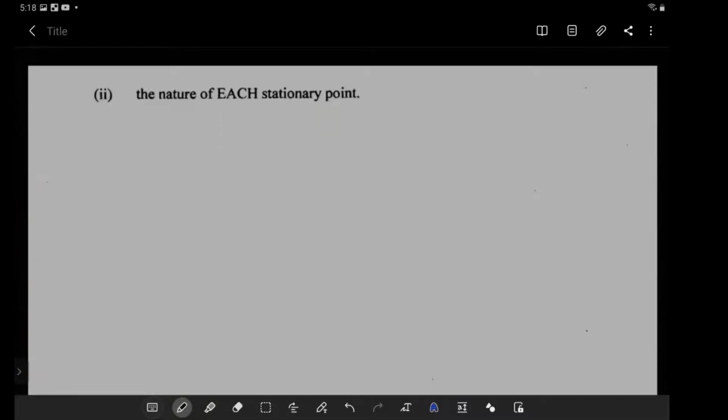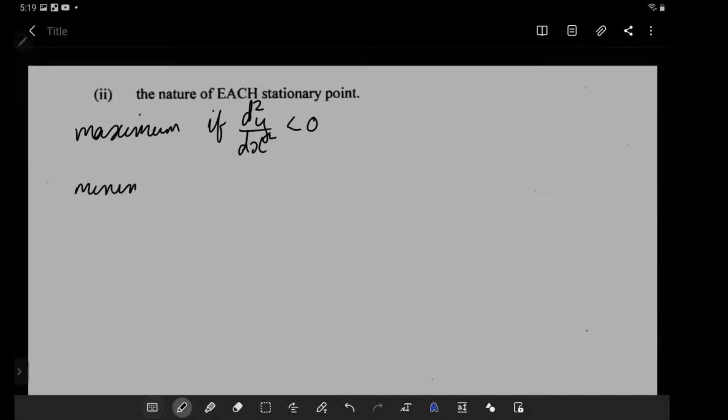So to get the nature of the stationary points, we have 3 possibilities. The first possibility is that it is a maxima. So maximum if the second derivative, that's d2y dx squared, that is the derivative of the derivative, is less than 0. If it is less than 0, then it is a maximum.